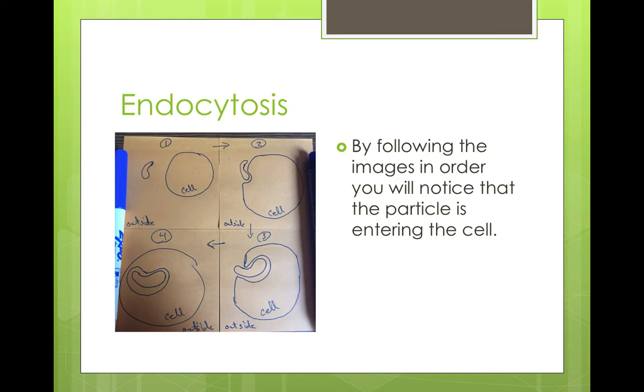So by endocytosis, let's just kind of follow the pathway. So right here we have a cell. We have a particle outside the cell. And then over here we start seeing that particle kind of indenting into that cell. And then we come down to 3, it's starting to engulf more of it. And then by the time we get to the 4th image, we see that the cell is completely surrounding it.